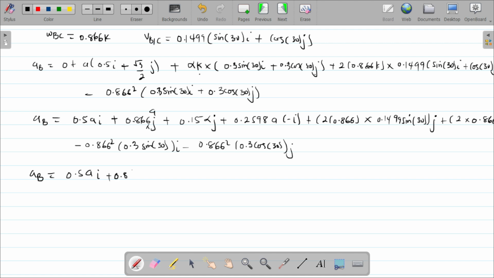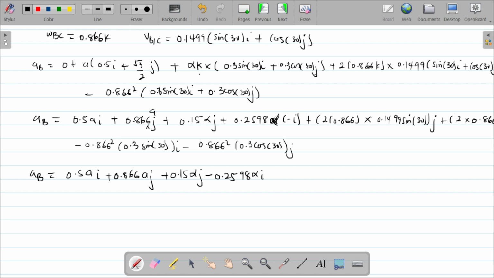So 0.866 AG, and then plus 0.15 alpha G plus 0.2598. So here we have negative I. So let me introduce that before we forget to use that. Okay, so we have negative here, and then our I comes the I alpha, right? Alpha I, yeah, which is this. Oh, I made it, it's supposed to be alpha.